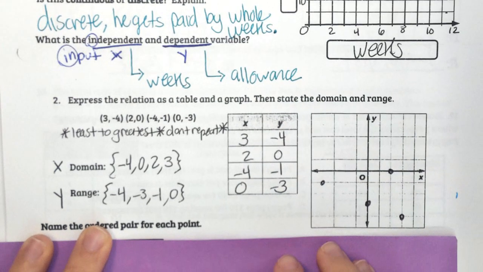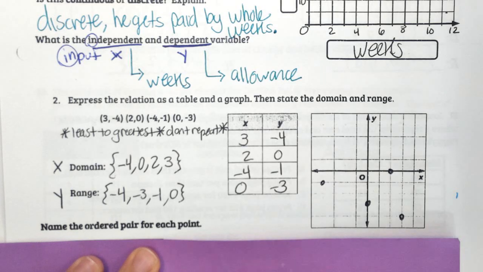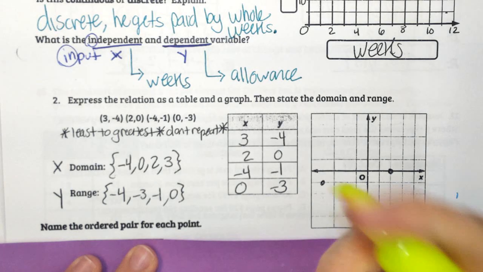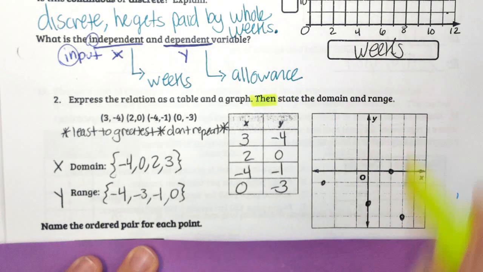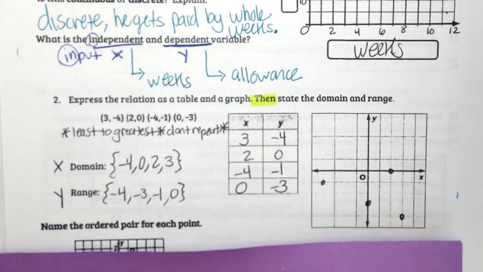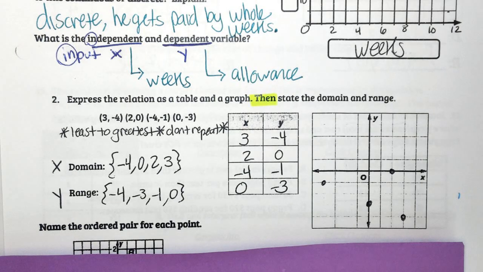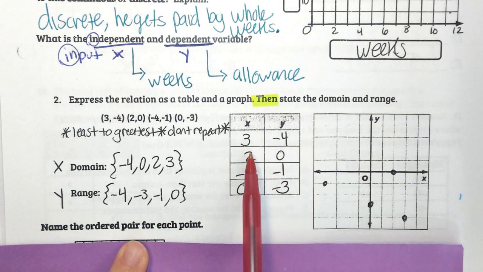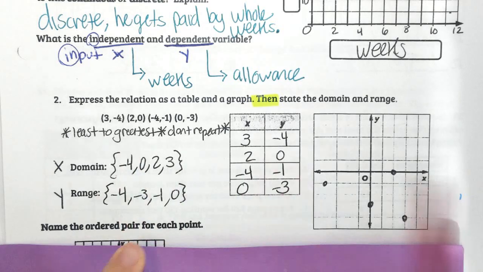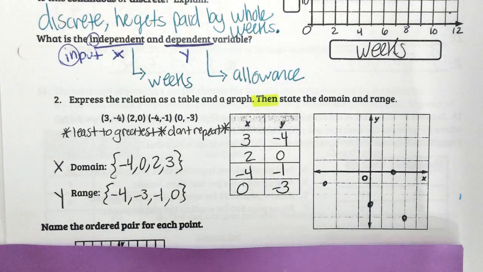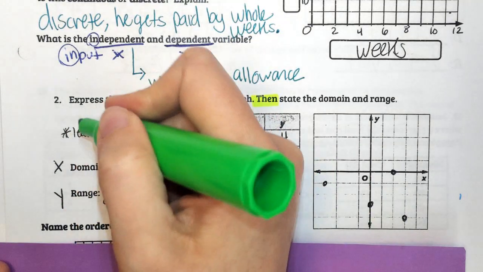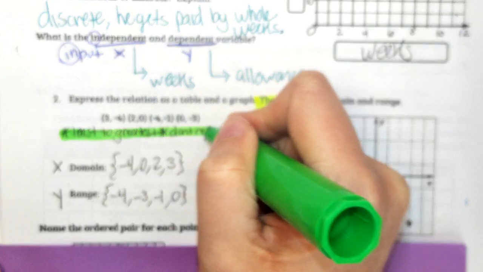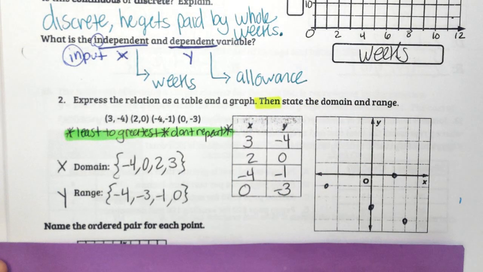I do want you to really pay attention to the fact that it says express the relation as a table and graph, then state the domain and range. The people on the quiz that were doing the domain and range first did the domain and range, and then they had these numbers wrong, because remember, for the domain and range, and you can always write these in if you've forgotten, we want least to greatest and don't repeat. Least to greatest and don't repeat.